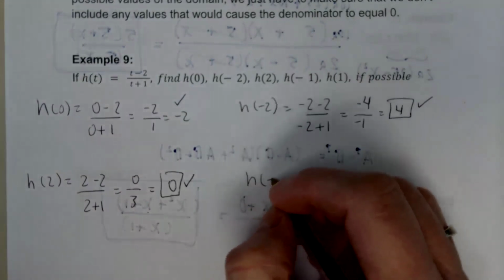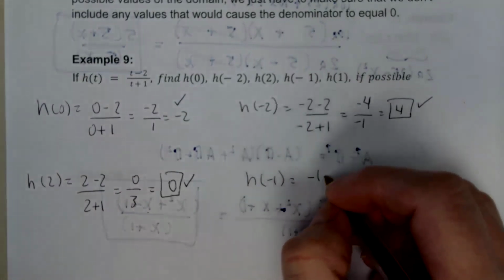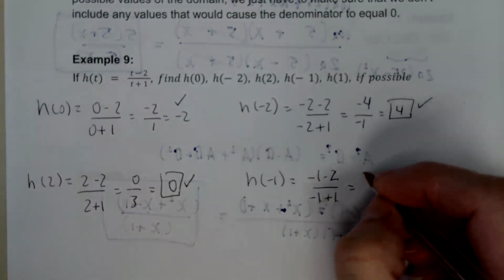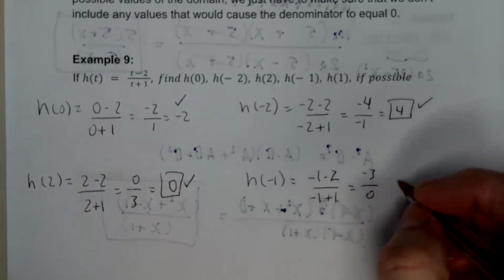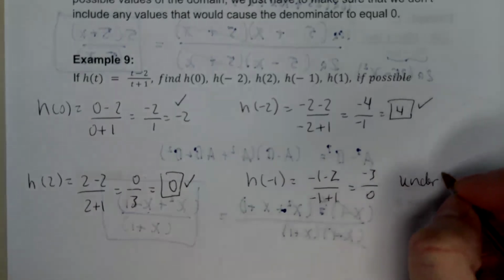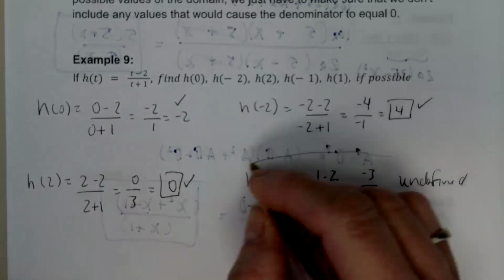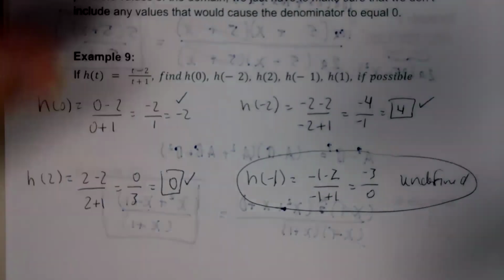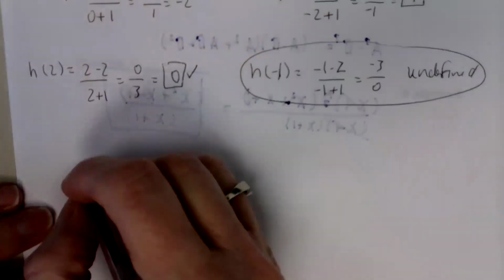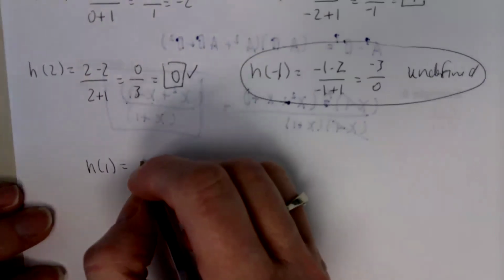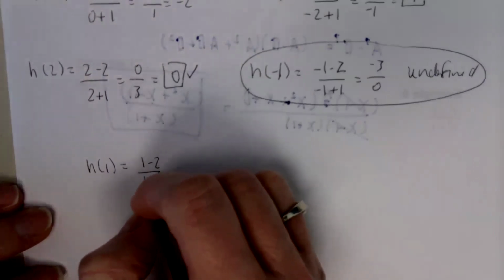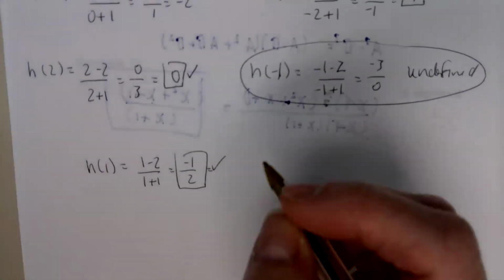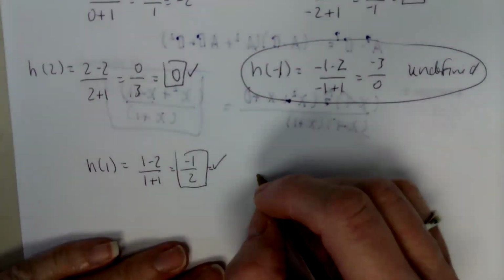Let's look at h of negative 1. So we'll have negative 1 minus 2 over negative 1 plus 1. That gives us a negative 3 over 0, and that one is undefined. So that's going to be an issue. We cannot use negative 1. And then they wanted us to find h of 1. So that's going to be 1 minus 2 over 1 plus 1, which is negative 1 over 2. And that's okay.